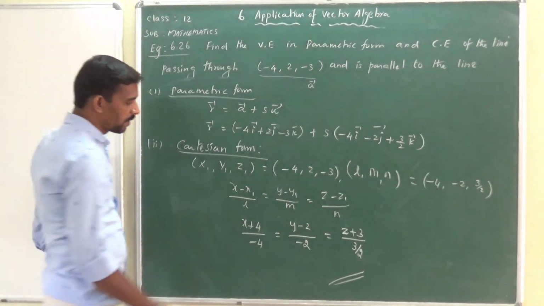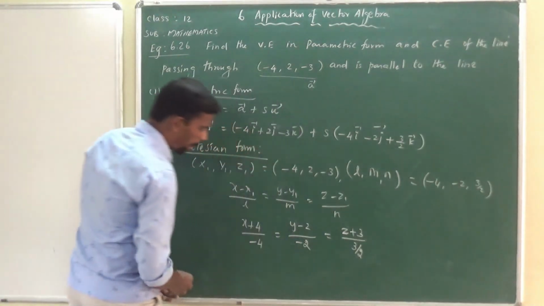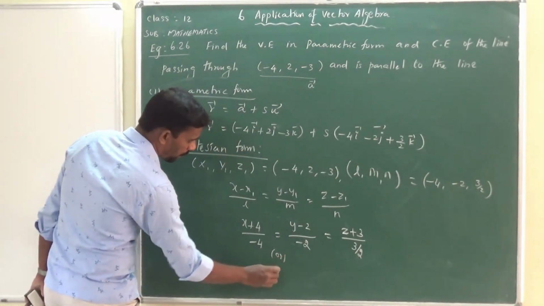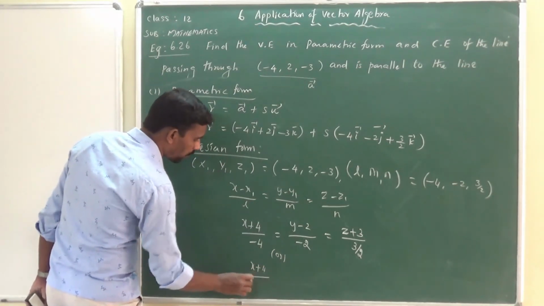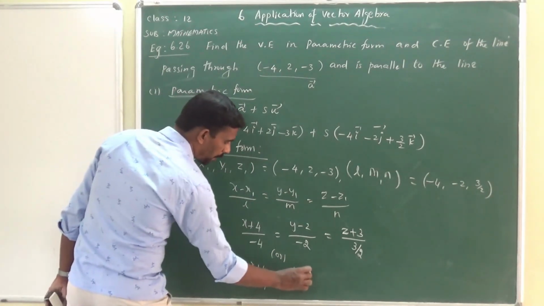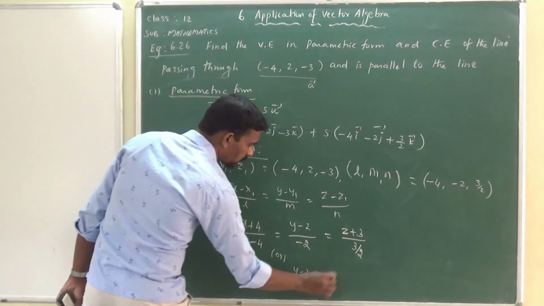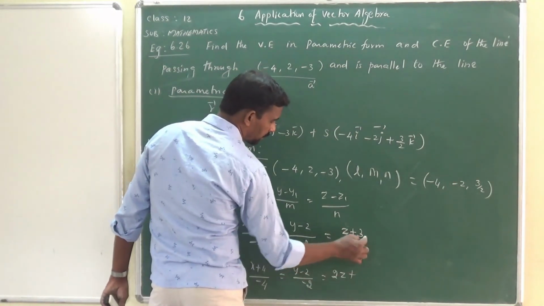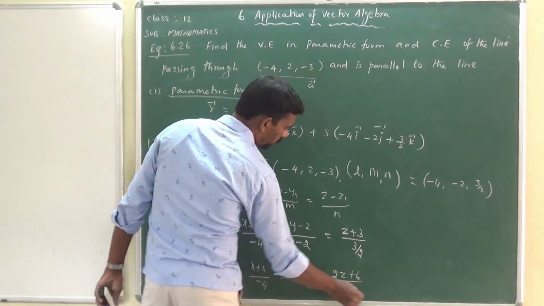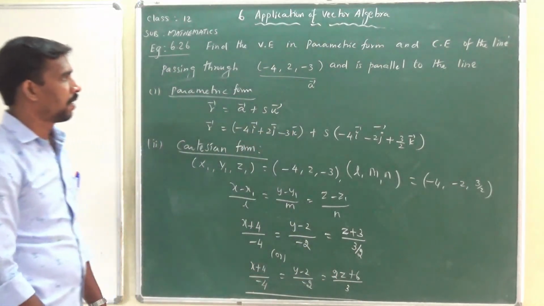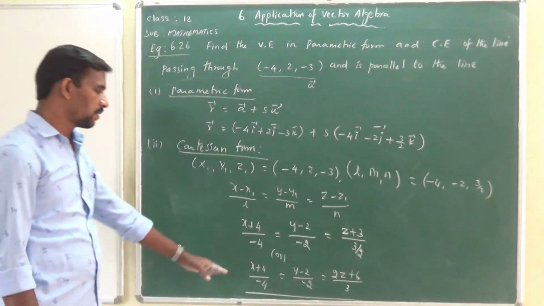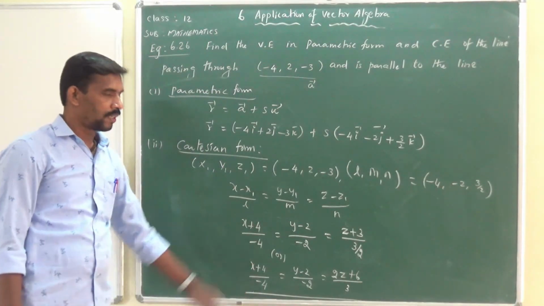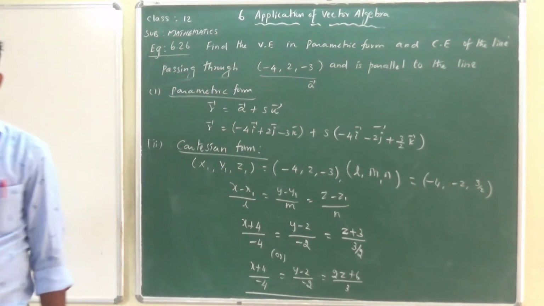Otherwise, we can arrange it like this: x plus 4 divided by minus 4, y minus 2 divided by minus 2, which is equal to, the 2 can go there, 2z plus 6 divided by 3. Okay, this is the required Cartesian form of the equation. Okay, thank you.